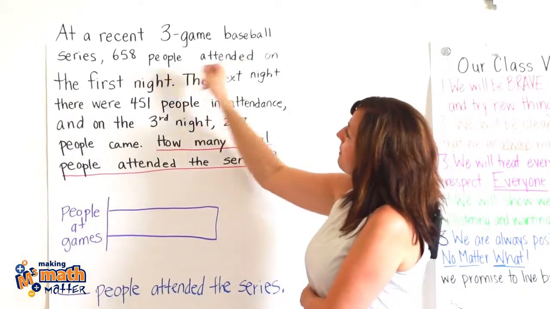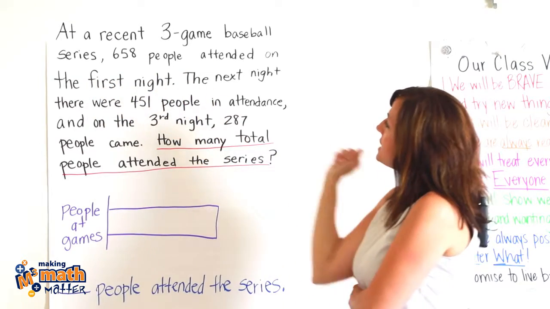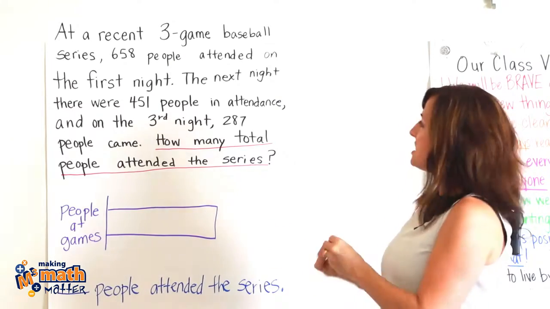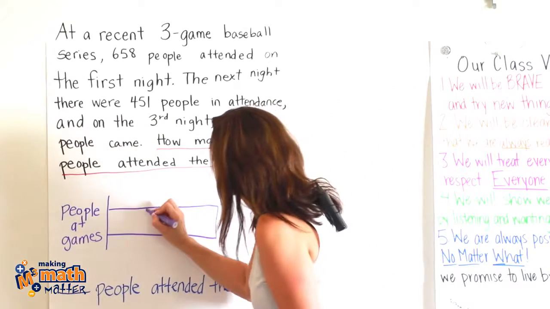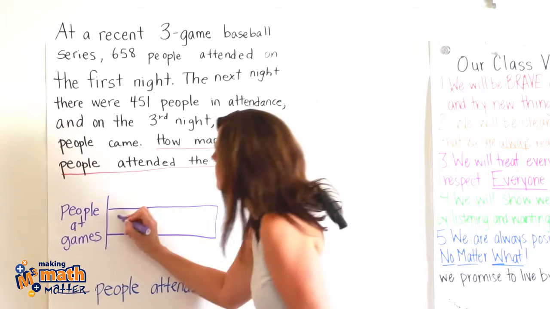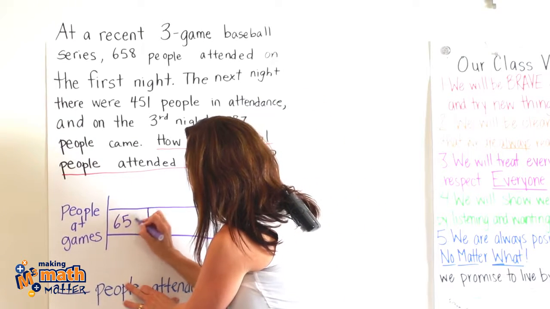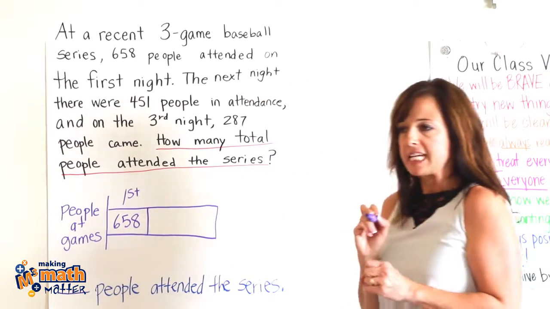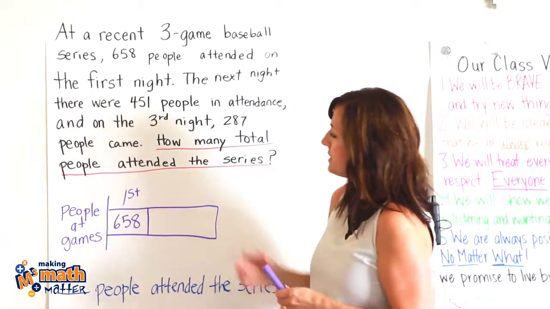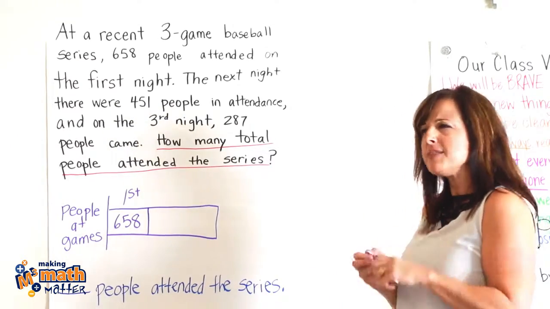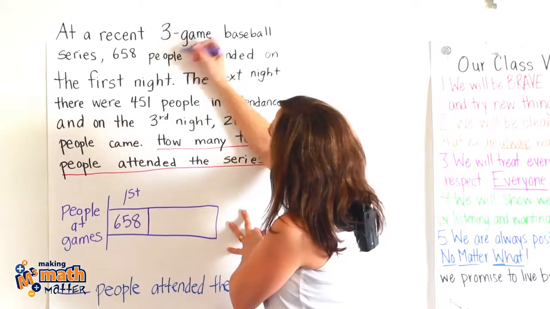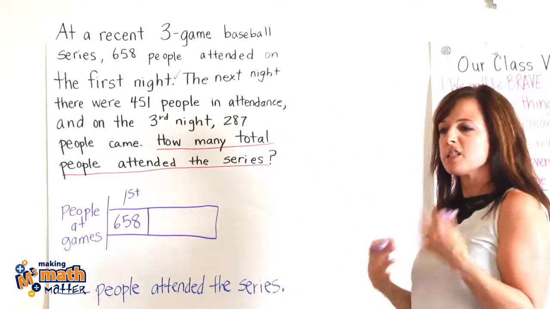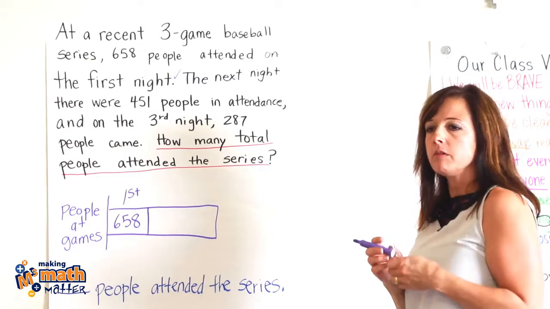At a recent 3-game baseball series, 658 people attended on the first night. That tells me something, doesn't it? Tells me this part of my bar right here is going to be 658 people. And let's label that first for the first night. 658. And I've seen some people kind of check off, like, oh, we are finished with that sentence. We put that in our problem. You can do that to sort of help you keep on track.